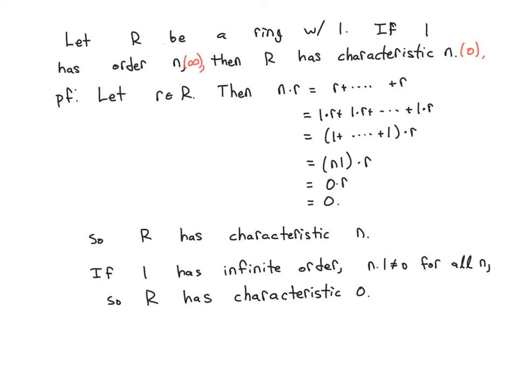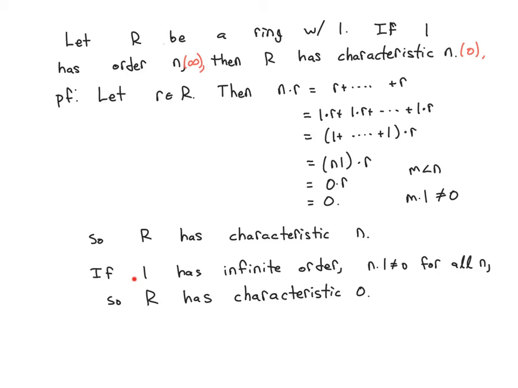And we see no smaller number n is going to have this property because no smaller number n has this property for 1 itself. I.e. if you have m less than n, you'll find that m dot 1 is not 0 by definition of additive order. And so it's going to fail to be characteristic m because it fails the definition of characteristic for r equals 1. So therefore, R has characteristic n.